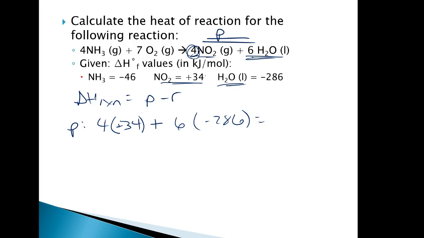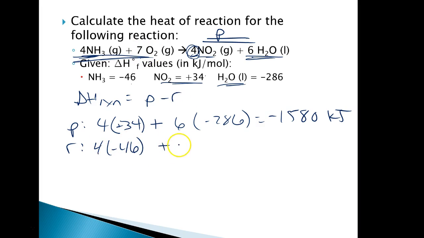And make sure you use the negative button and not the minus button on your calculator. So it's negative 1580 kilojoules. That's the product value. The reactant value, over here, these are the reactants. NH3 is negative 46, but notice there's a 4. So 4 times negative 46 plus oxygen, there's a 7. But look, oh my God, there's no value for oxygen. Do not panic. If it does not have a value, that is a good chance, not a 100% chance, but a good chance that it's an element. And if it's an element, it's 0. So all I have is I'm going to solve this one.